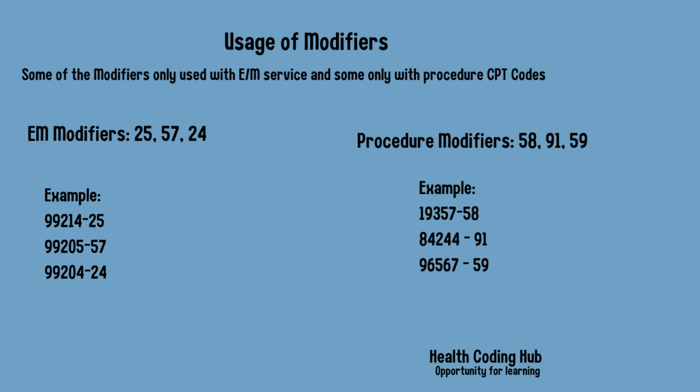Similar to that, procedure modifiers can be used only with procedures like lab testing, any surgeries, whether minor or major surgeries, and any radiological examinations. These modifiers can be used only with procedure CPT codes.